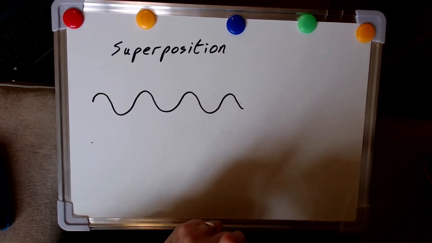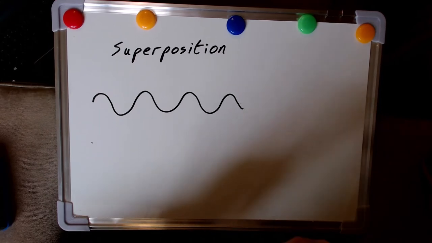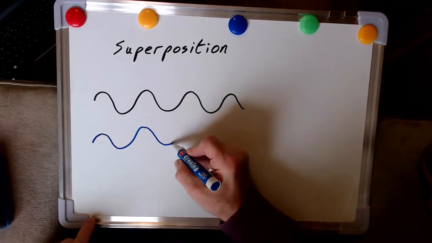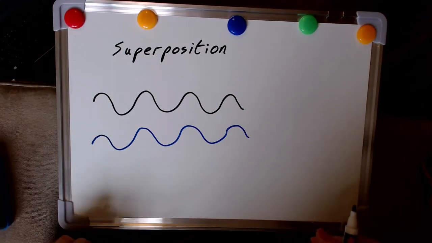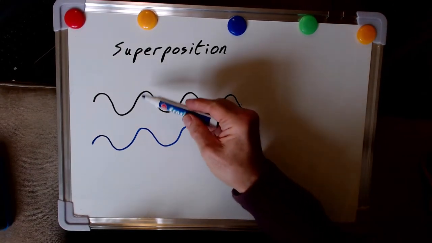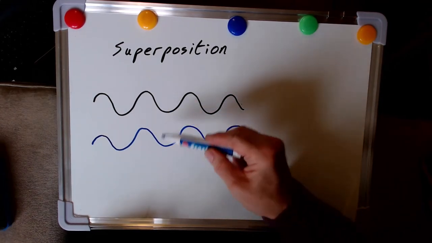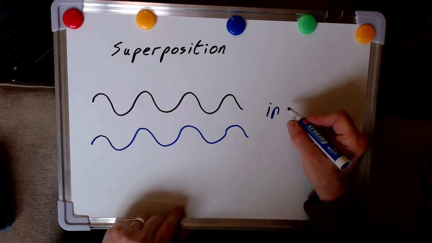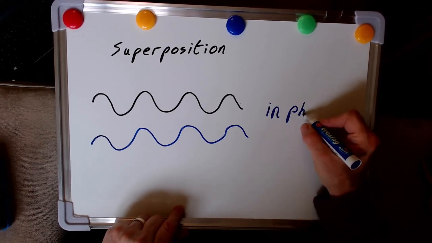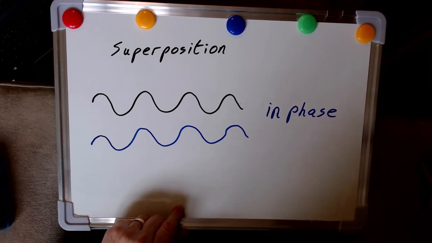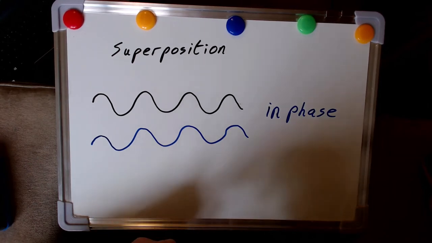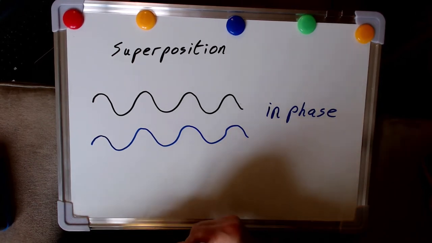Let's use another colour, which might help. So here's wave number two. And you'll notice I've drawn them with the peaks vaguely lined up and the troughs vaguely lined up. In physics parlance, we'd say that these waves are in phase. I'm just doing that because it's going to illustrate the point, I hope, relatively clearly.